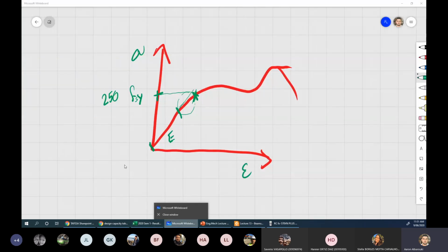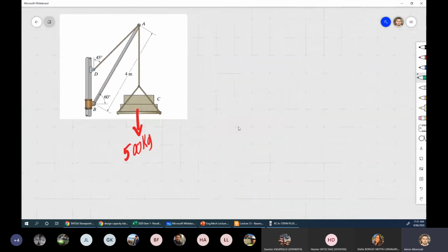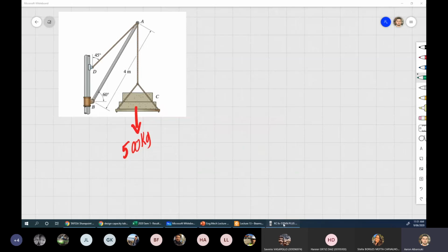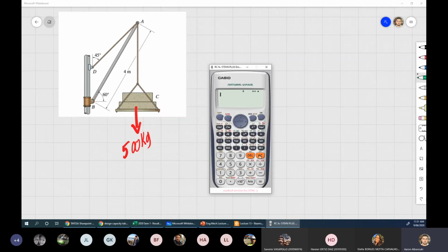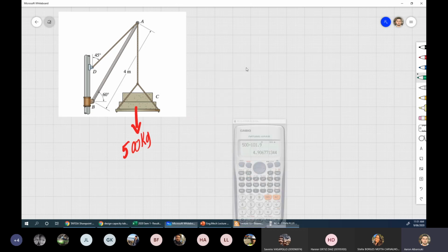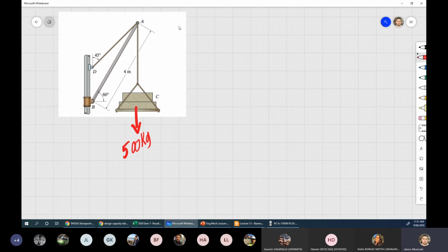No worries. Okay, so let's go back to our question. It's saying you've got a 500 kilogram load. Again, I'll redo it based on what we discussed just before. Straight away, 500 kilograms is not useful to me. What would be more useful? Kilonewtons. So 500 divided by 101.9, the number I gave you, would be equal to 4.906. Let's say 4.91 kilonewtons, just to make it easier. Two decimal digits should do the job.